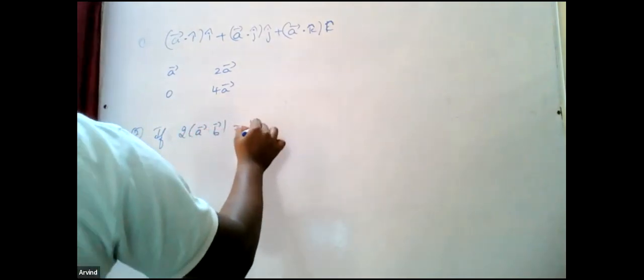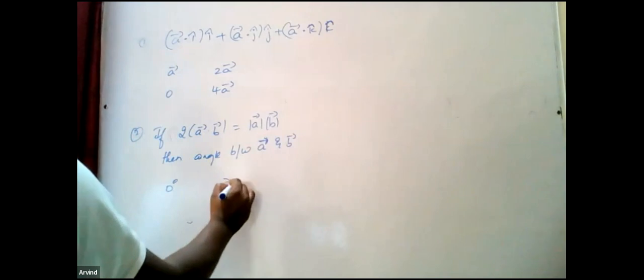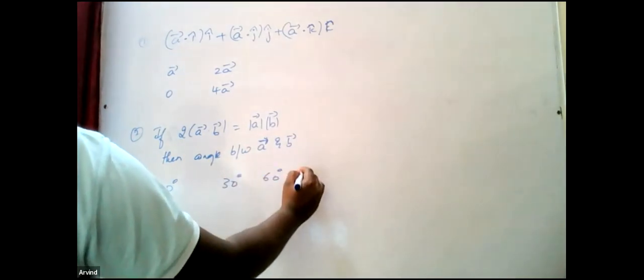Next one: if 2 times A dot B is equal to mod A mod B, then what is the angle between A and B? 0 degrees, 30 degrees, 60 degrees, 90 degrees. These are the options. This question is from the year 2016. The previous one is from 2004, and this is 2016.